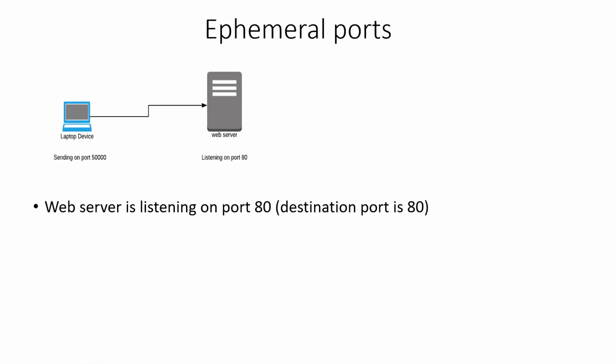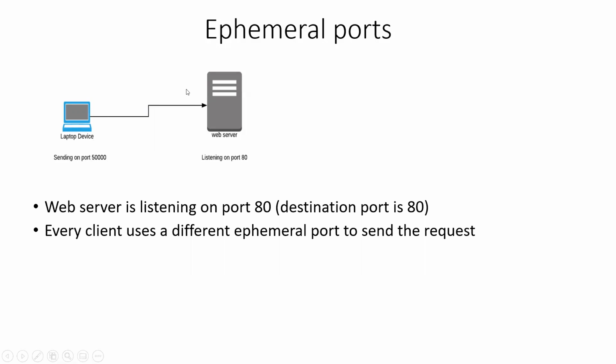So in this example, the web server is listening on port 80. It's called the destination port. Your source port is 50,000 in this example, but it can be anything. And your destination port is port 80, your web server. Every client uses a different ephemeral port to send the request. Actually, it's not a single different ephemeral port, it's a port range.